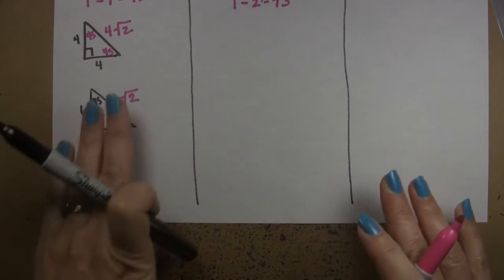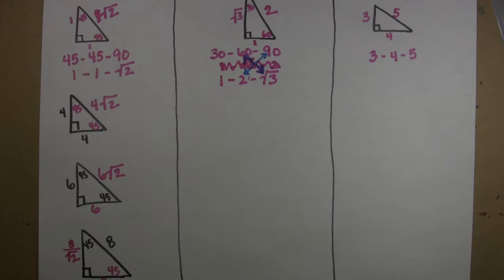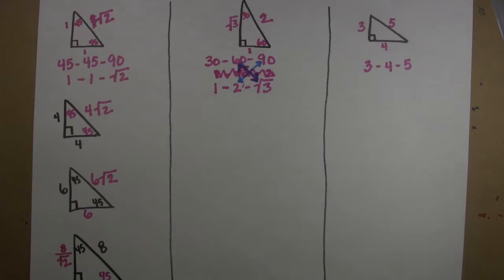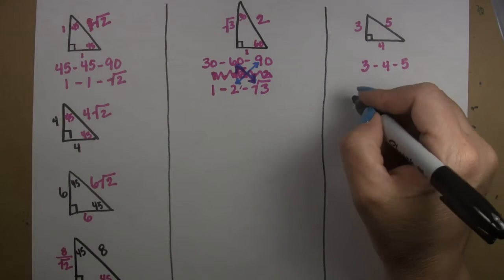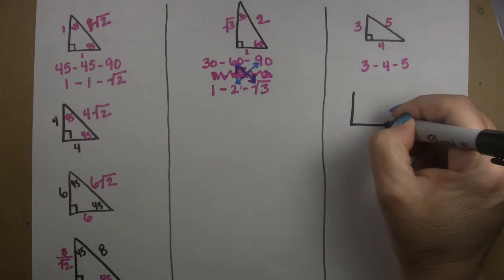All right, so 45, 45, 90, very straightforward and not too confusing. Now we're going to skip over here to the 3, 4, 5 triangle. Why? Well, because it's easier than the middle one, and I figure start easy, then get hard. Okay, so a 3, 4, 5 triangle.